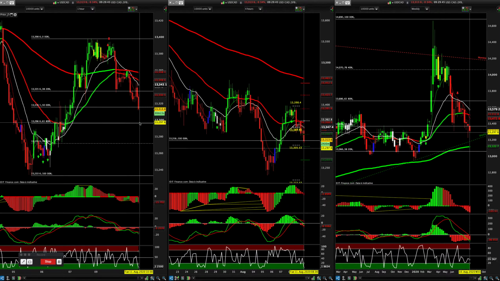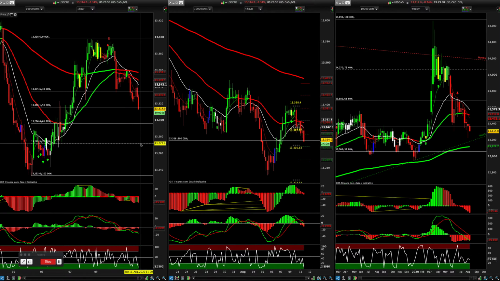So next target is 133, and then below that we've got 132.70s, the low 70s. So a couple of decent downside targets for today.